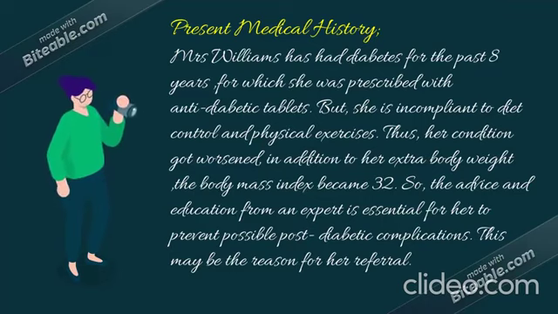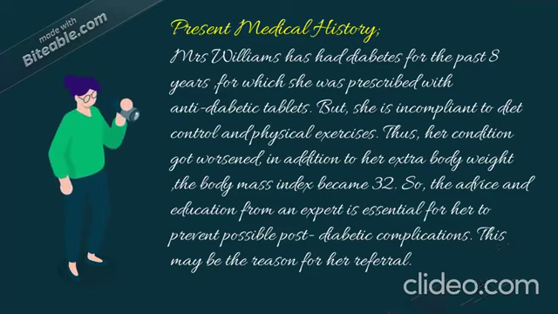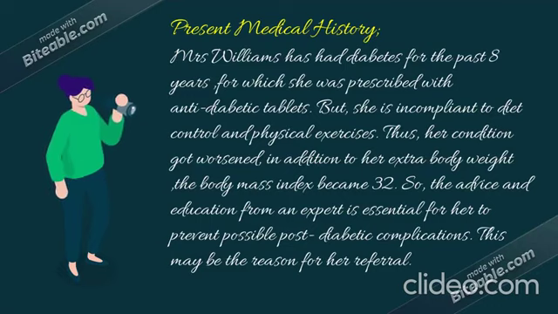So this is the first scenario. Mrs. Williams already has diabetes for the past 8 years, and she is already taking anti-diabetic tablets, but she is non-compliant with the physical exercises and diet control. So only with the medication her condition could not be managed. Thus, her condition got worsened, and in addition to her extra body weight, the body mass index became 32. So the advice and education from an expert is essential for her to prevent possible post-diabetic complications. This may be the reason for her referral.